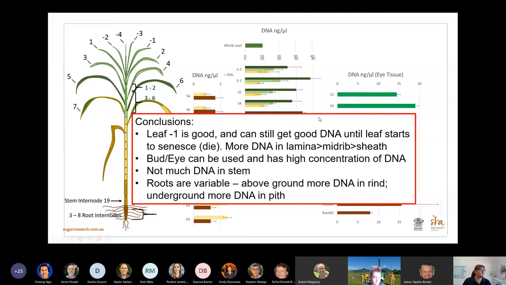So as a conclusion, the leaf minus one, around about the second, first unfurled leaf, is good. You still get really good DNA right until you start getting senescence on the leaf. And there is more DNA in the lamina than the midrib sheath. Not really very much surprise there. The surprise for us was that the bud or the eye can be used and you can get high concentrations of DNA. Unsurprisingly, you can't get a lot of DNA out of the stem, and the roots are quite variable. And an interesting finding: there's more DNA in the pith underground than in the eye.